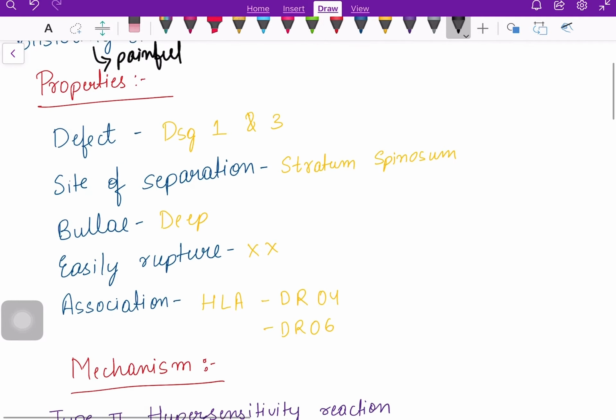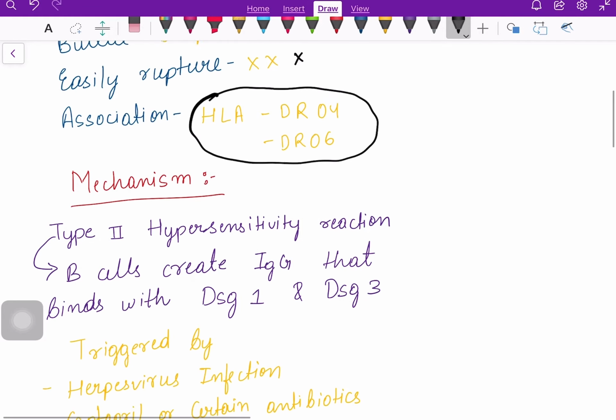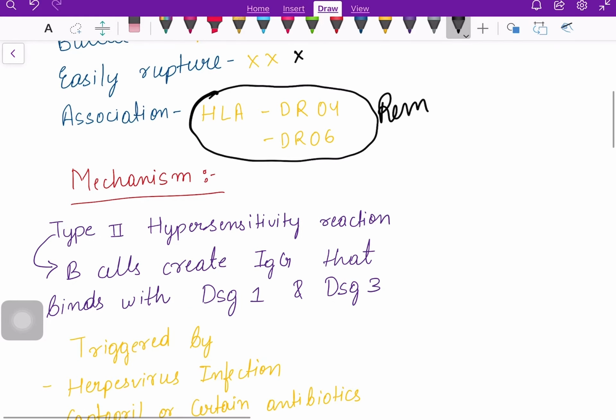The properties are: the defect is present in desmoglein 1 and 3. The site of separation is the stratum spinosum. The bullae are present deeply, so we cannot find easy rupture of the bullae. It is associated with HLA-DR4 and HLA-DR6. This we need to remember.